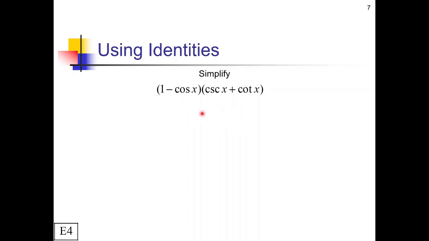But what I can do is multiply these parentheses out, FOIL this out. So distributing the 1, that'll give us cosecant plus cotangent, no squared in there. Distributing the negative cosine, that gives me negative cosine cosecant and negative cosine cotangent.